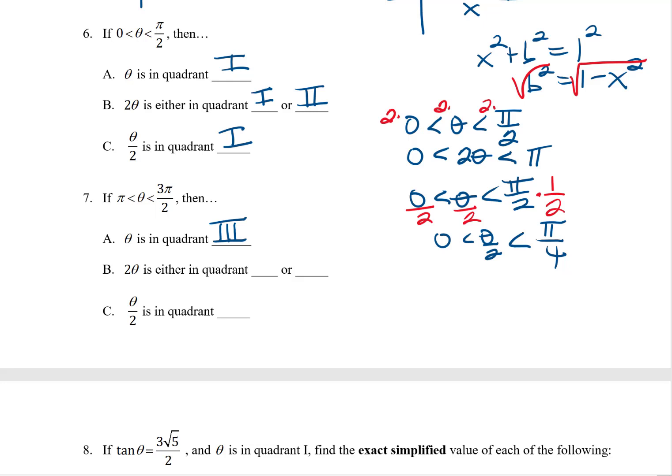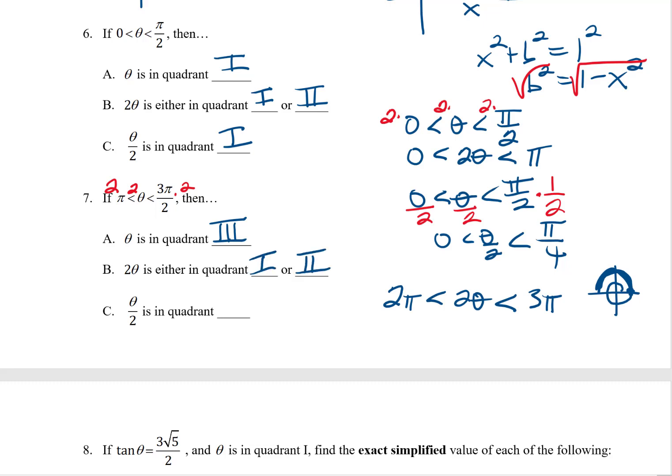Where might I land? Well, again, you can just come along here and multiply all these pieces by 2. That will become 2 pi on the left, 2 theta in the middle, and the 2's will cancel there at the end, leaving me with 3 pi. So 2 theta would be between 2 pi and 3 pi. Where is that? 2 pi is all the way around, so starting here, and then 3 pi is here. So it looks like you'll be either in quadrants 1 or 2.